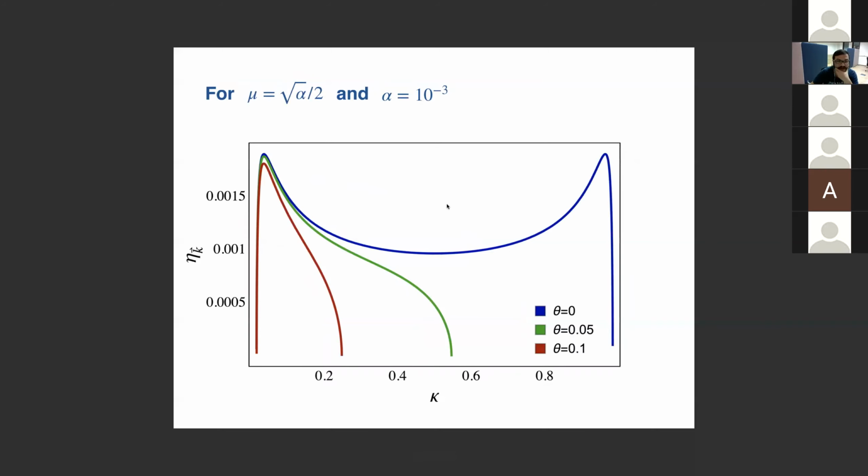And this is another plot where I show this eta as a function of k or kappa, for different angles. We can see that the widest instability happens for theta equals 0. As I increase the angle, we can see this green line and the red line. The bandwidth of the instability is smaller and smaller. Then for big angles there is no instability. One can see that here as well.